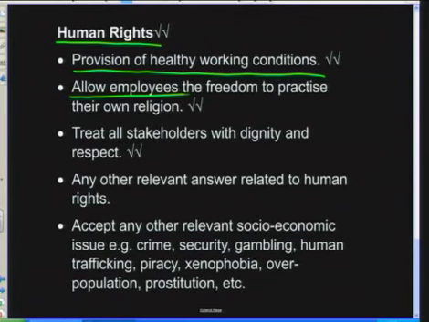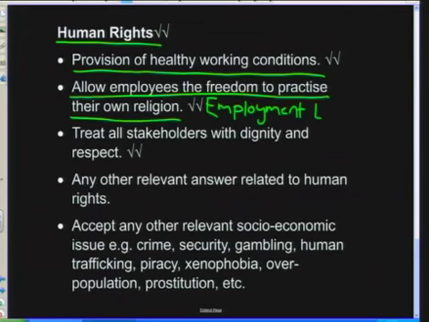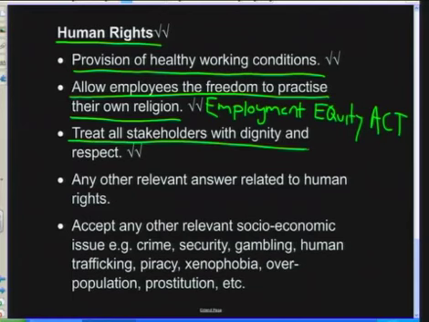We could allow employees the freedom to practice their own religion, which is very important. This is in the Employment Equity Act. Right, we can follow any religion that we want. Treat all stakeholders with dignity and respect.